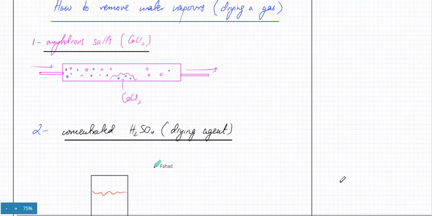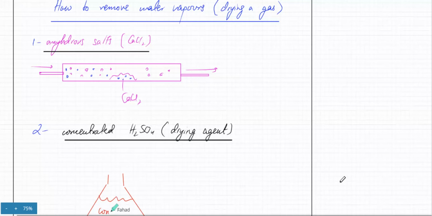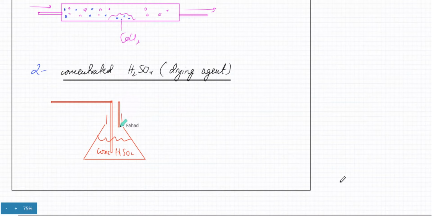A conical flask is better, because there's an issue with gas. So we'll take a conical flask, we'll fill it up with the concentrated H2SO4. A tube comes in from here, which is bringing in the gas. That tube goes in and the gas is bubbled through the sulfuric acid. Up at the other side, the gas bubbles would be collected and come out the other end. And this is going to be completely sealed at the top.